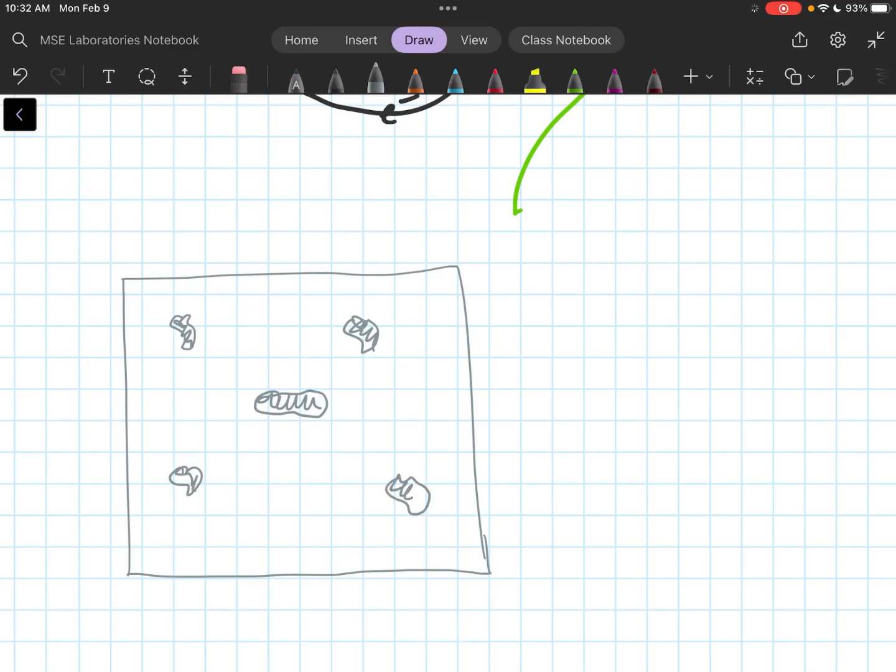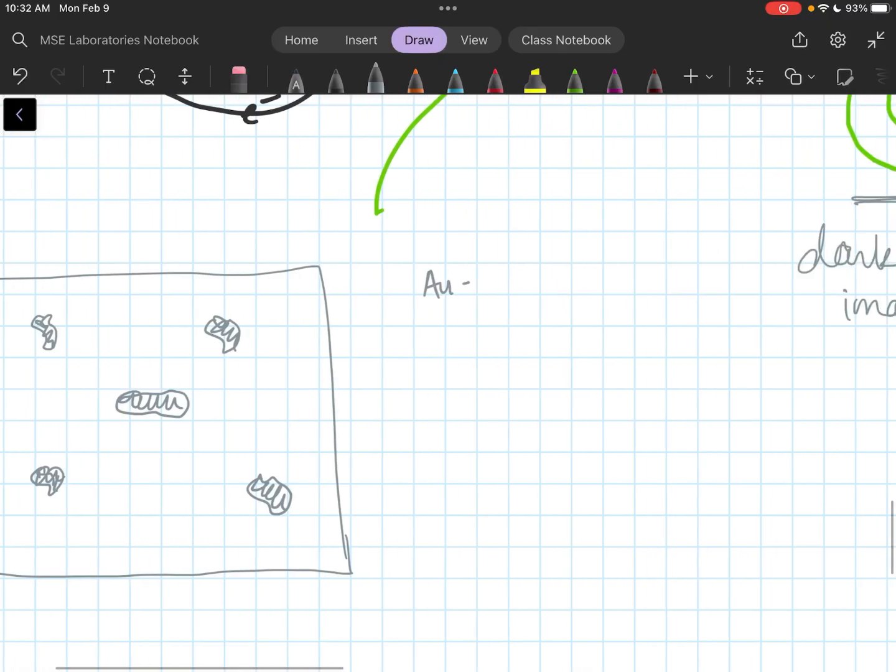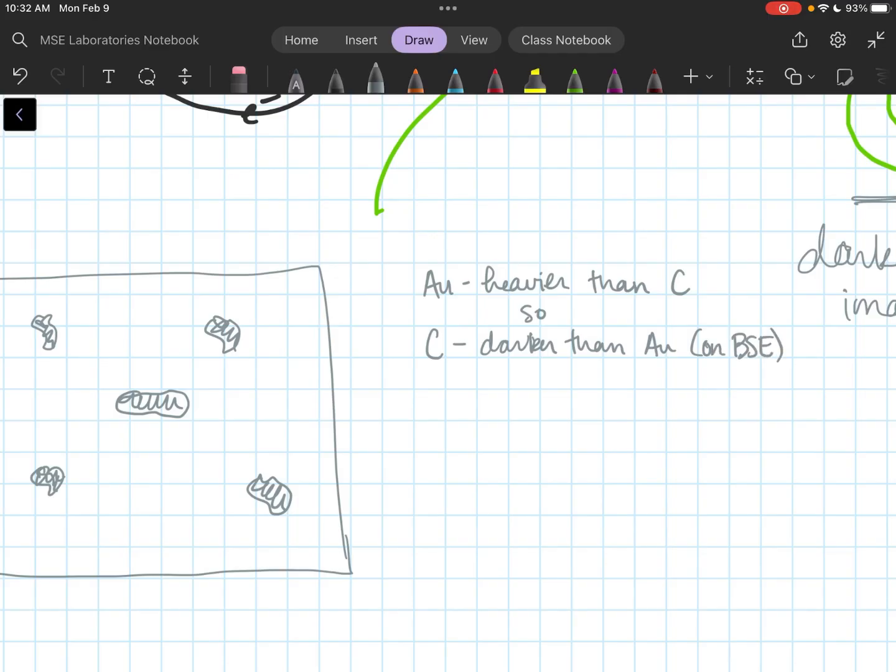And I have to think, okay, gold is heavier than carbon. So carbon is darker than gold on backscatter. Right? So while I'm analyzing, I have to actively be thinking about what's brighter, what's darker, so that I know what I'm looking at.